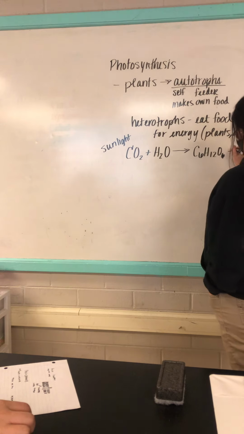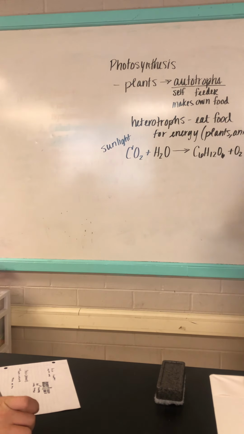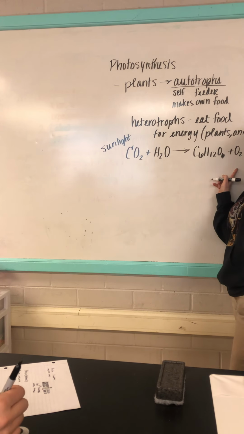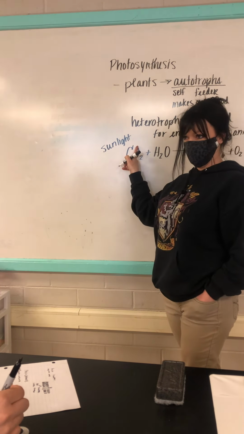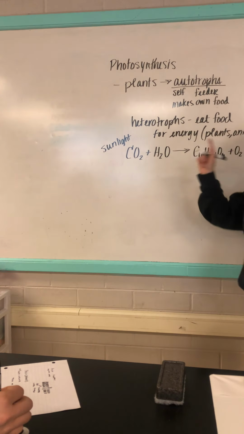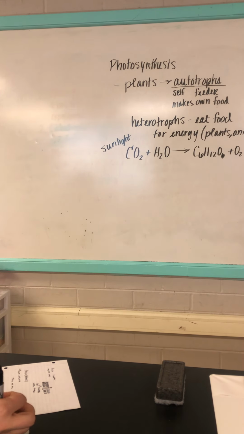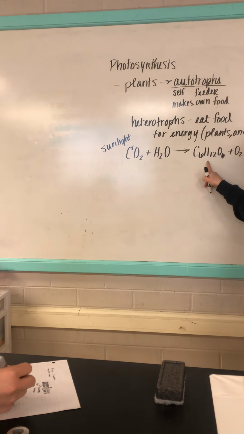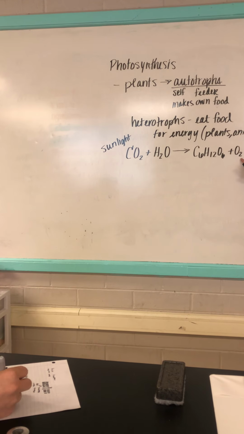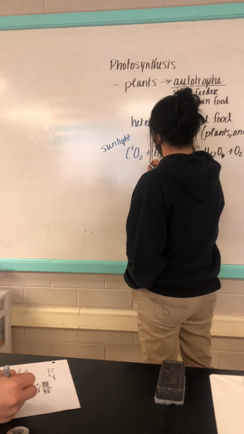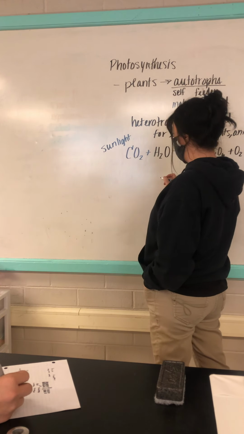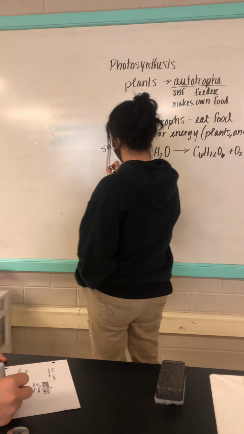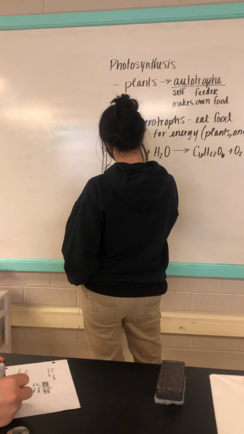And what's a byproduct of photosynthesis? Oxygen. A byproduct is just something that's made in the process, but the plant doesn't need. Which is good for us because we need oxygen and we breathe out carbon dioxide. So that right there is the carbon cycle. Animals are breathing out carbon dioxide. Plants take that carbon dioxide and water, produce their food, and then they give us oxygen. So that is the chemical formula for photosynthesis. It's also basically the carbon cycle.